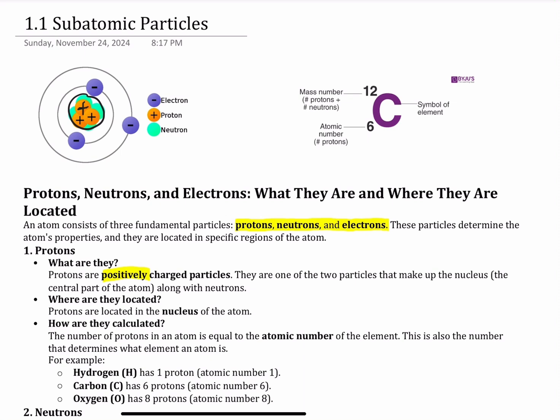The number of protons in an atom is based on the atomic number. So the atomic number is located right here in an element. However, when you look at a periodic table, it's actually the number that's right on the top. So in a periodic table, it would look like this. This would actually be the atomic number.